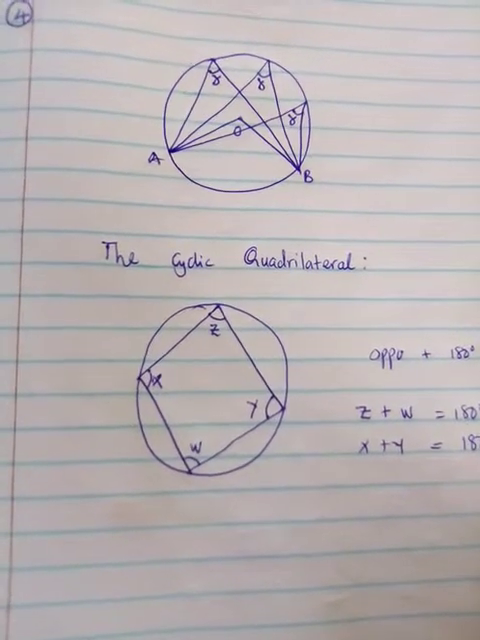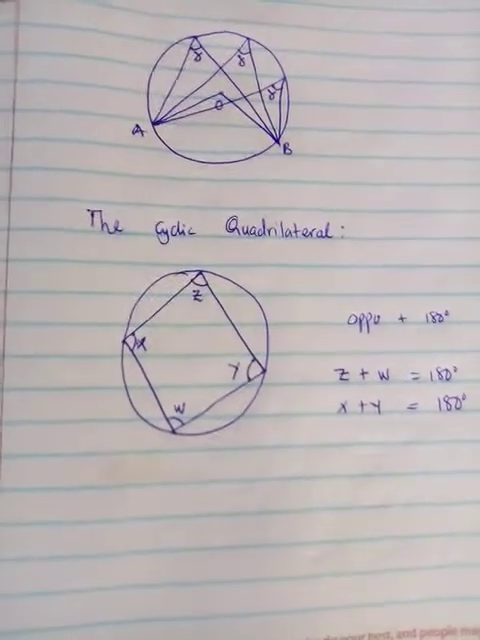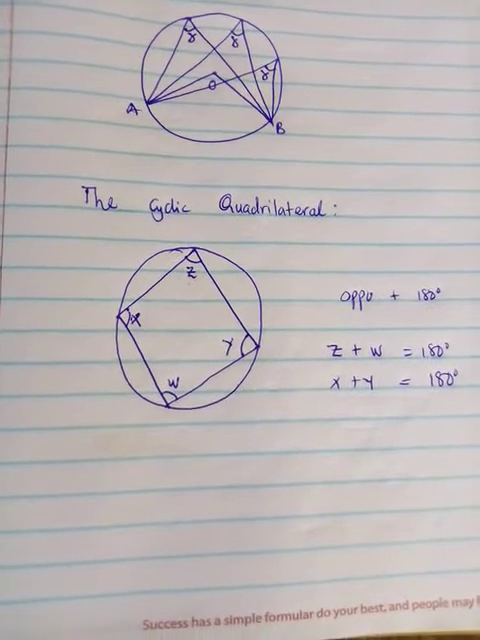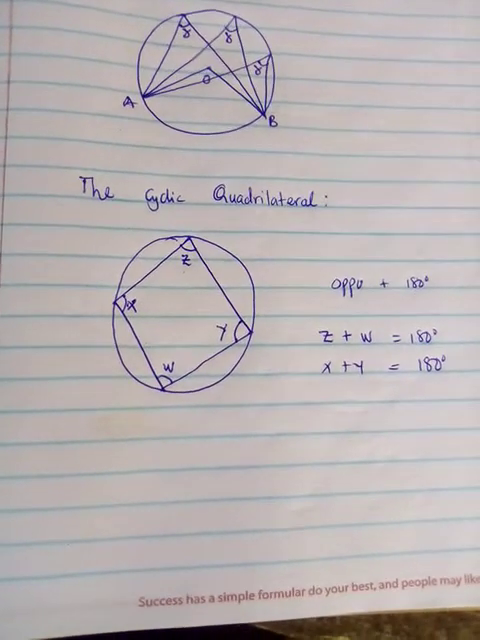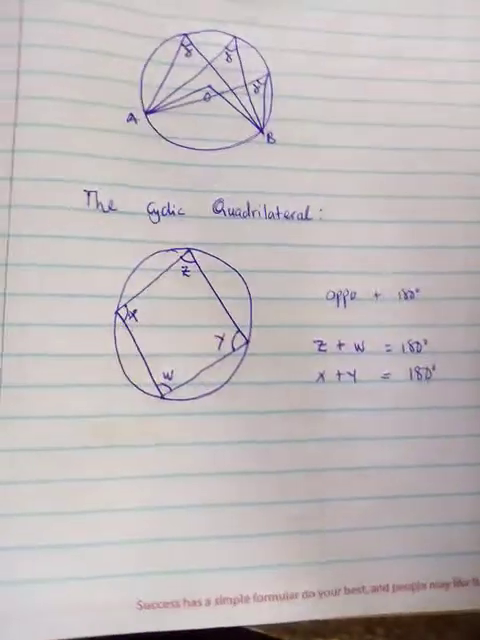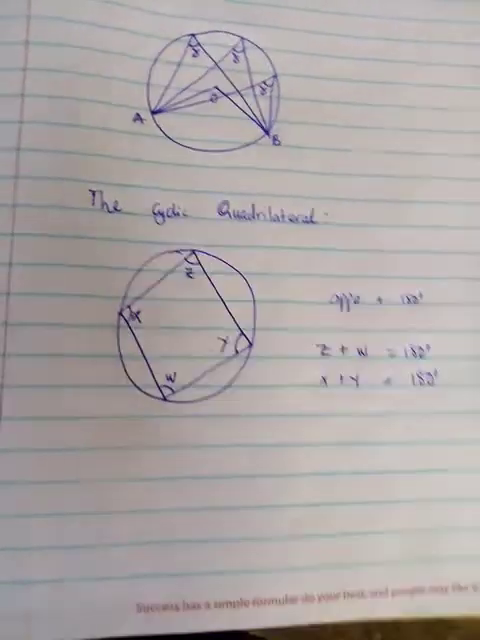So in this video, student, we've simply talked about the properties of the circle and the cyclic quadrilateral. In the next video, we are doing some sample questions.